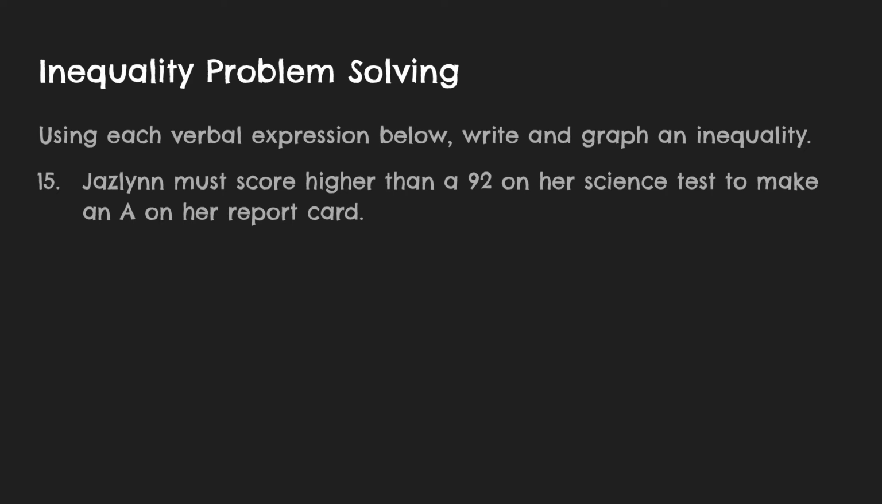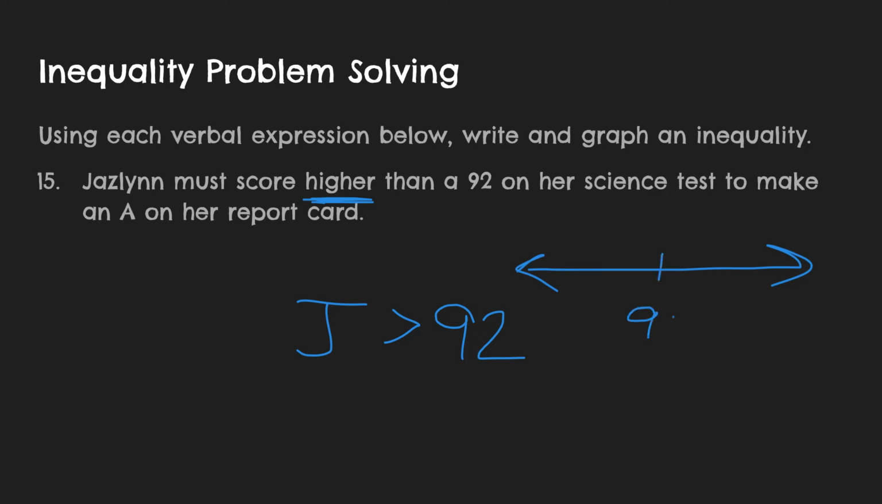Jaslyn? That's a pretty name. Must score higher than a 92 on her science test to make an A. So she has to score higher than a 92. So her score has to be greater than a 92. That means it cannot be equal to, has to be higher than 92. So the way I would graph that, I would have 92, and it would be higher than, so I would have an open circle, but then color everything to the right. So that says it can't be 92, but it could be a 92.1, or a 93, a 94, it could be 100.